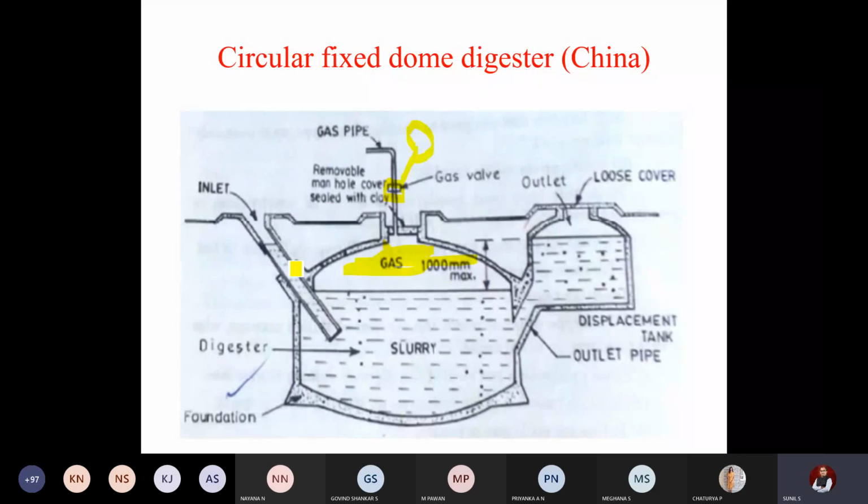Because of these advantages, this model became very popular. Okay, so you can see at the ends of the digester there will be an inlet tank and an outlet tank. Otherwise, the working principle of both the models is the same. You will be feeding this fresh slurry from here. Slurry will be initially filled and the complete arrangement will be sealed. You can see here the only possible openings are the inlet, outlet, as well as the gas collection pipe.